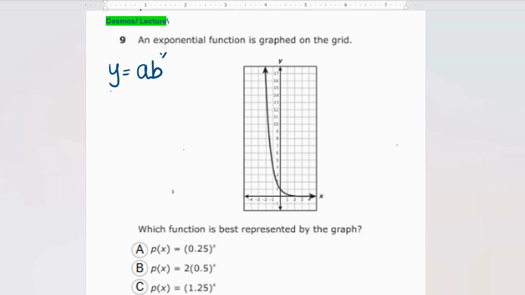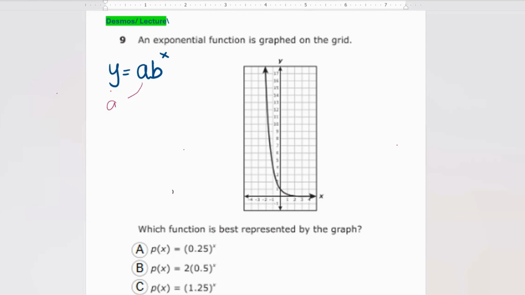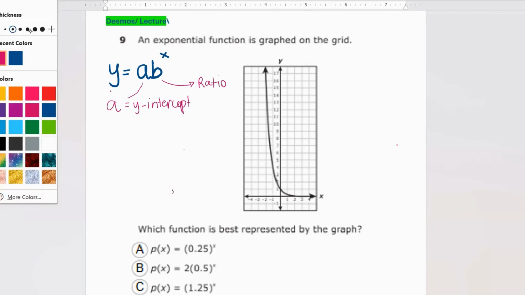Before we start, let's identify what these letters a and b are for. So a is your y-intercept, and b is your ratio. Now, the ratio b tells us if it's increasing or decreasing. Let's talk more about b.